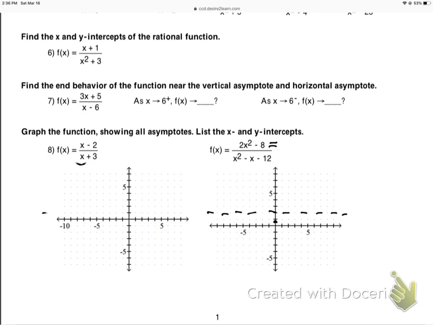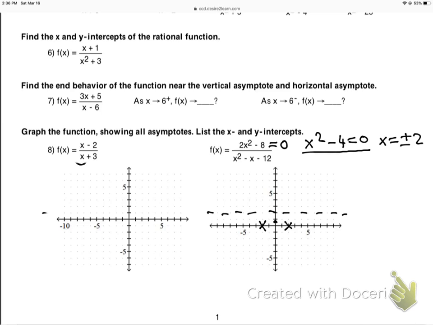X-intercept, set the numerator equal to 0. If I factor out a 2, I'll be left with x squared minus 4 equals 0. That'll give me x equals plus and minus 2. Again, I've just factored that, or add a 4 and square root. Don't forget plus and minus. So those are my two x-intercepts. So one there and one there. Again, I just set the numerator equal to 0, and you take it from there.